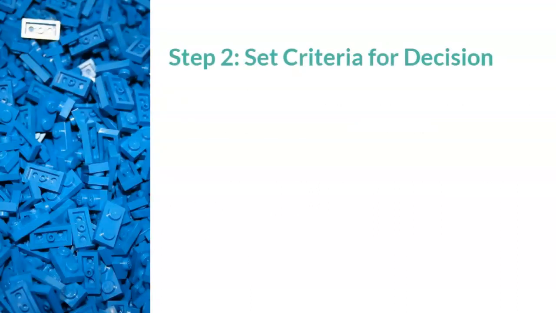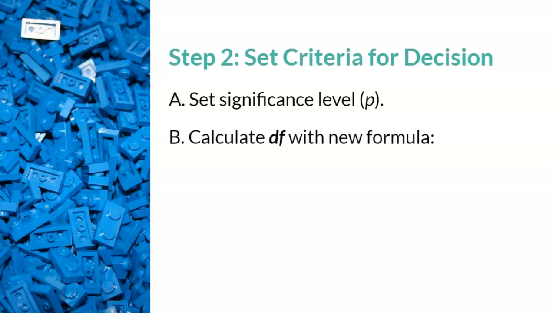Step 2, the blue Lego, is to set the criteria to make a decision whether the study worked or not. This step has modifications because we're testing the relationship between two variables. First, we will set our significance level P as we did for previous hypothesis tests. Second, we'll have our first modification. We need to calculate degrees of freedom with a new formula. Recall that the typical formula for degrees of freedom is df equals n minus 1. Well, in a correlation we're comparing two variables, so now the new formula will subtract not by 1 but by 2.